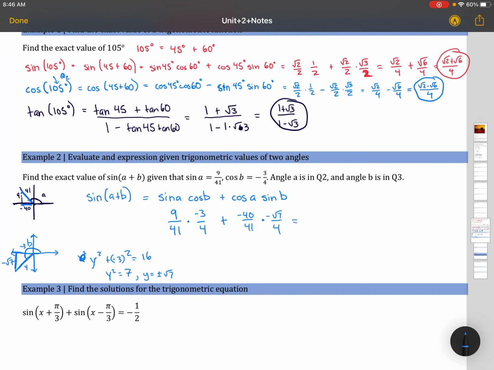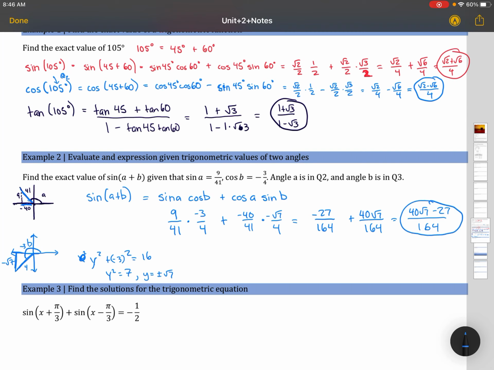I have no idea what any of these numbers are. Well, 41 times 4 is 164. So we end up with negative 27 over 164 plus 40 square root 7 over 164. And you could just make that 40 square root 7 minus 27 over 164. That's the final answer.